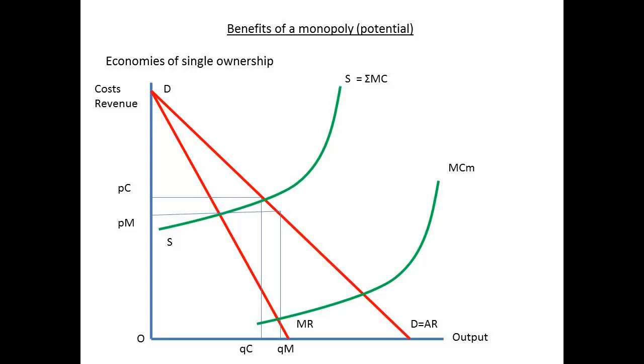PC represents the price where the supply curve is derived from perfect competition. The supply curve represents the sum of all the marginal cost curves from individual firms. Now, economies of scale may mean the monopoly supply curve is that of MCM, which lies below the competitive supply curve. The monopoly may now choose to produce the larger quantity, QM, at the lower price of PM.